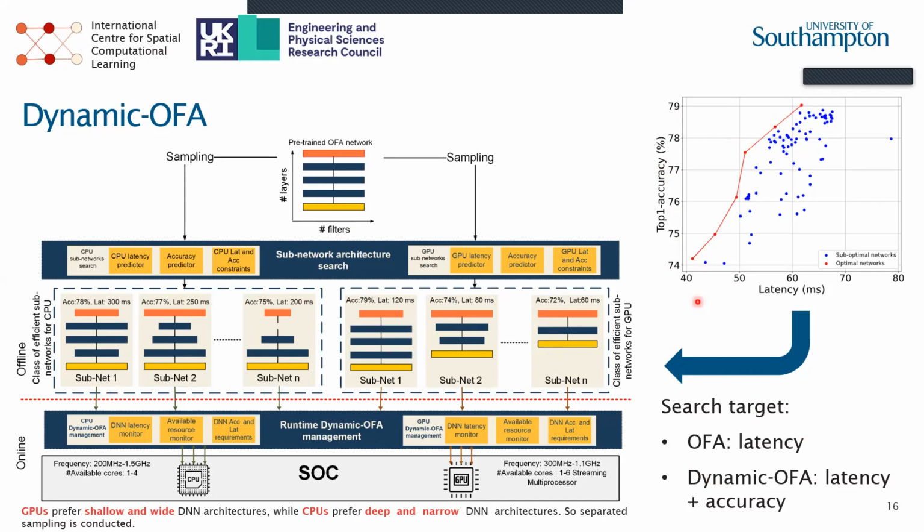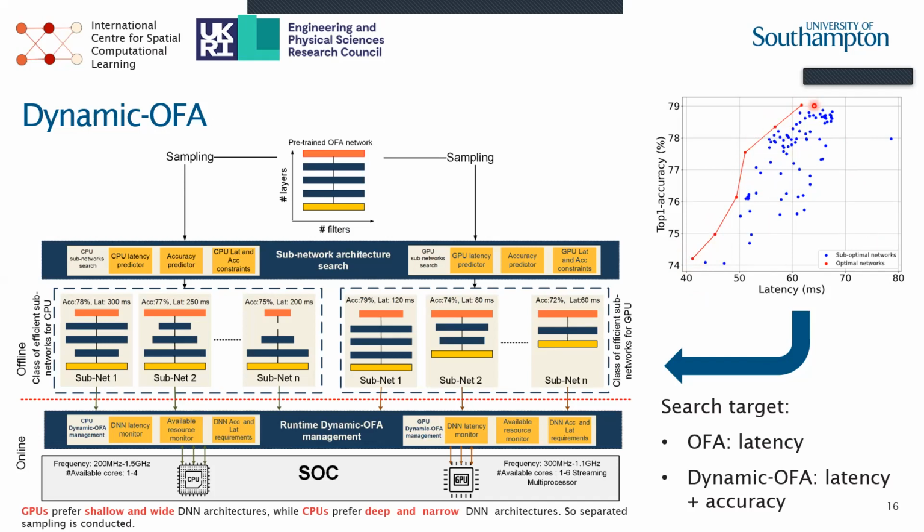If you use the original OFA search algorithm, what you get is, for example, a point cloud, right? From this point cloud, you can also get a Pareto front, but that Pareto front is not as efficient as our Pareto front, because it is not designed to search a library of subnetworks that has the trade-off relationship. OFA is designed to find one specific model under a certain latency constraint.